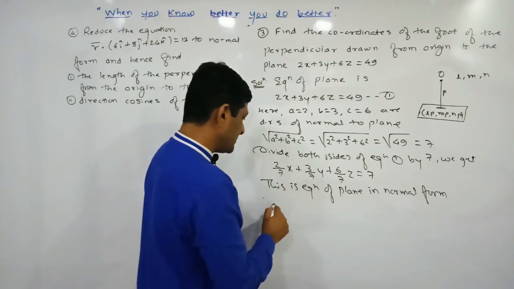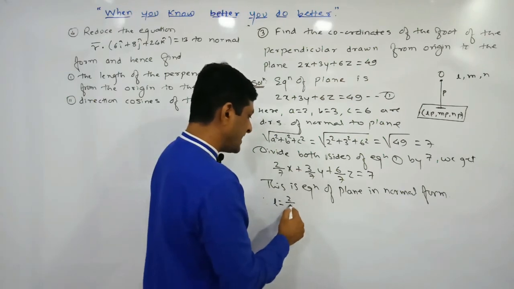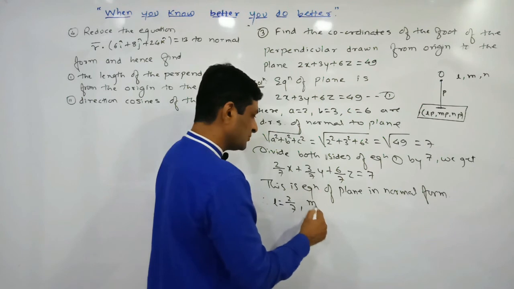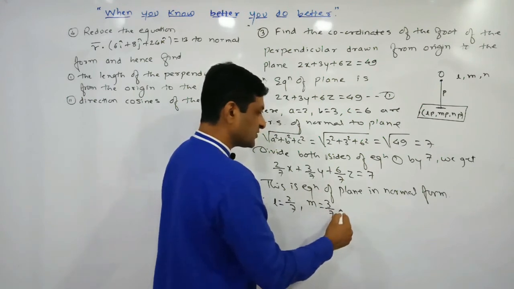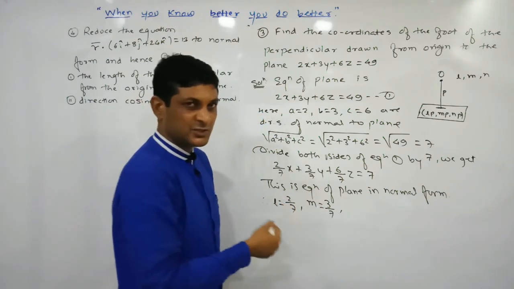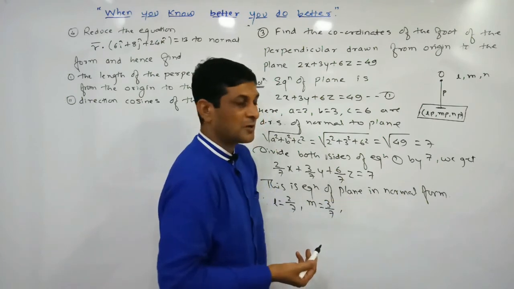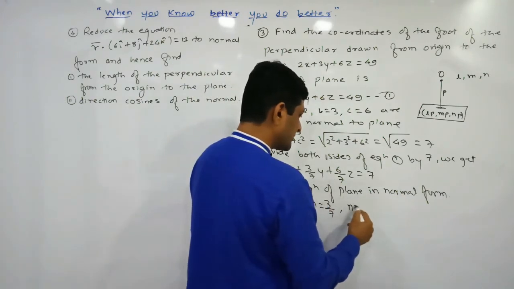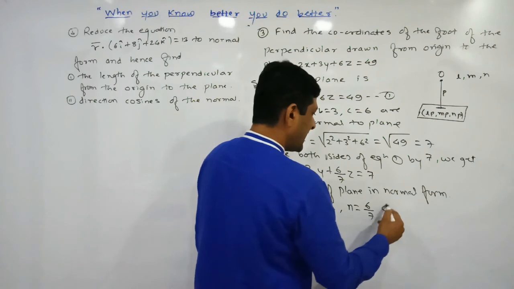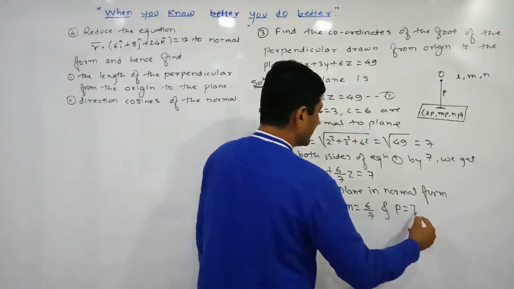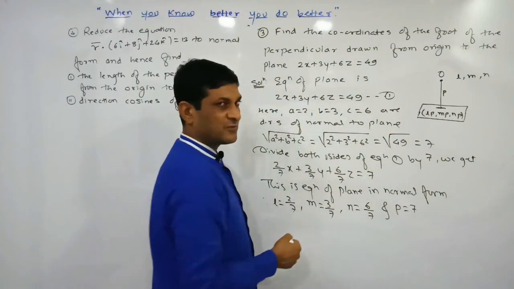So therefore we can say that L is equal to 2 by 7, M is equal to 3 by 7. These coefficients of x, y, z are nothing but what? Direction cosines, since the equation is in what? Normal form. So N is equal to 6 by 7 and P is equal to what? 7. So P means distance of the plane from the origin.